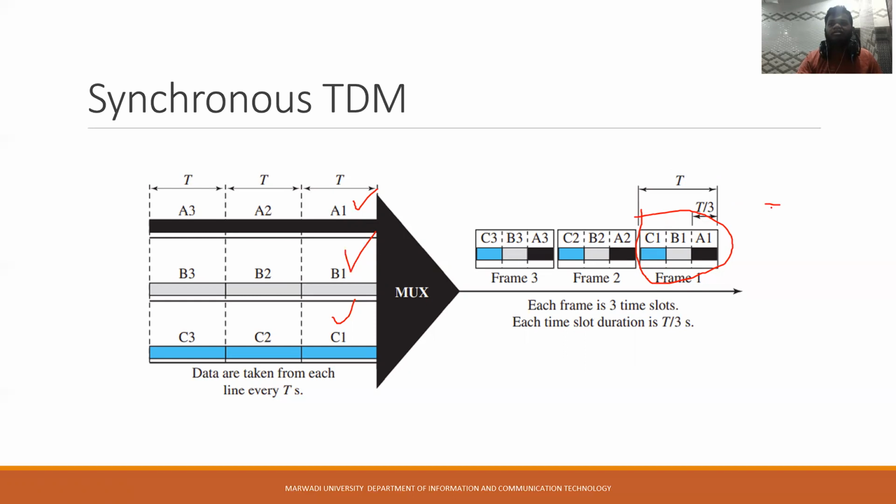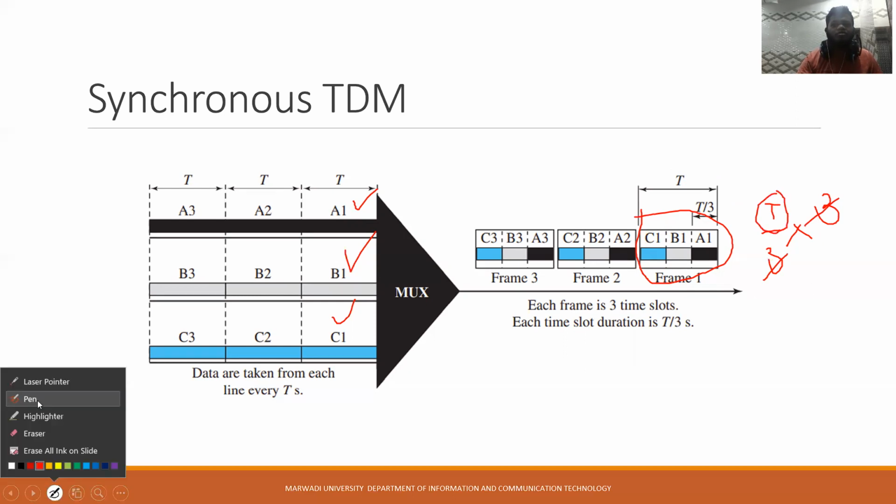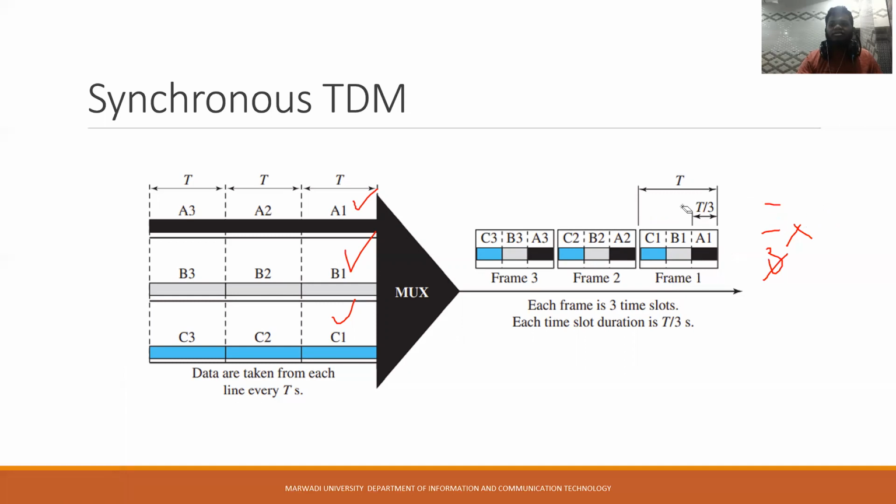So t by 3 multiplied by the number of connections, that is 3, the 3s cancel out each other, and we have a frame of t seconds. So that's how the time is divided here.